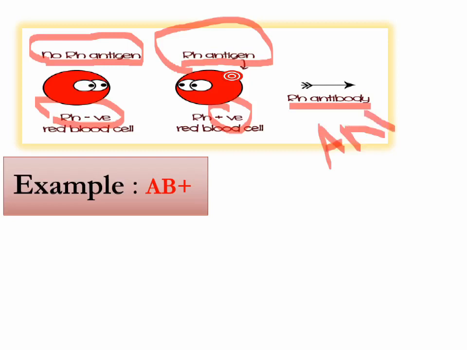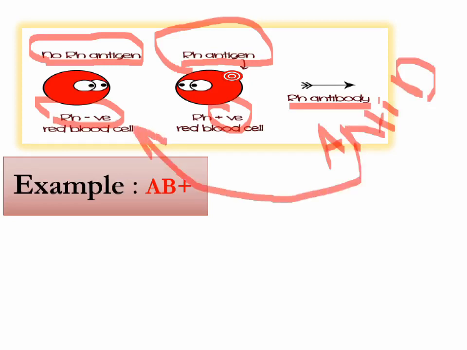Who will be having the anti-D, the Rh positive or the Rh negative? Of course, the Rh negative will be having the anti-D. Why? Because the Rh positive has the antigen, so it's a self-antigen, so of course it will not produce antibody against its self-antigen.